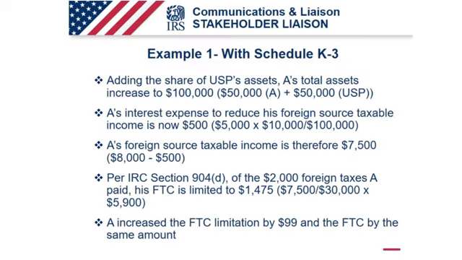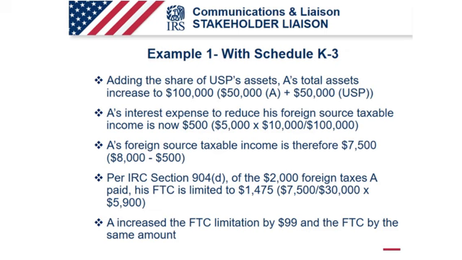All right. Now we will see how the numbers change when calculating the foreign tax credit limitation when you take into account your share of the partnership's assets in all of this. When you add the share of USP's assets, A's total assets now increase to $100,000. That's their $50,000 of assets that they separately own, plus their $50,000 share of the partnership's U.S. source assets.